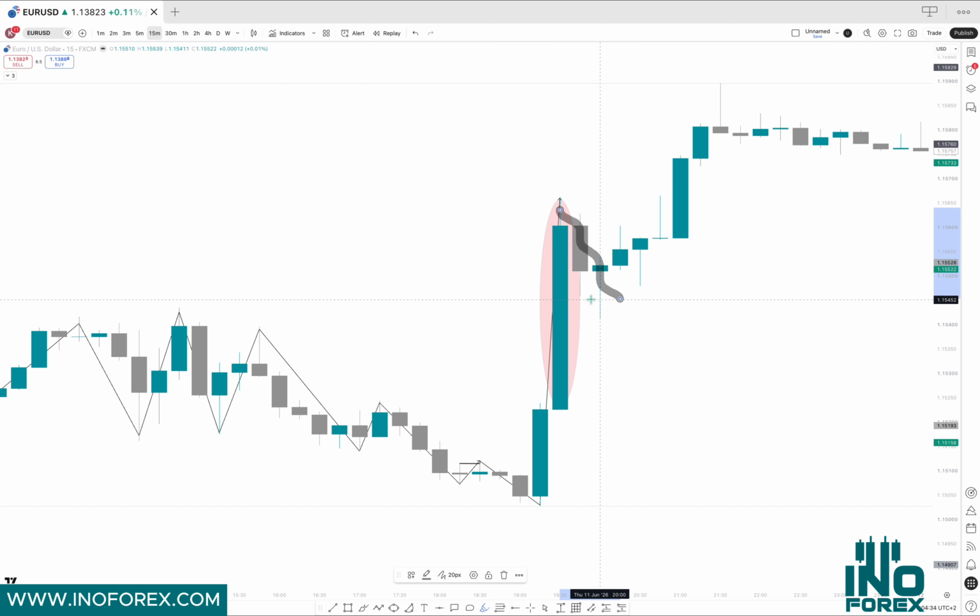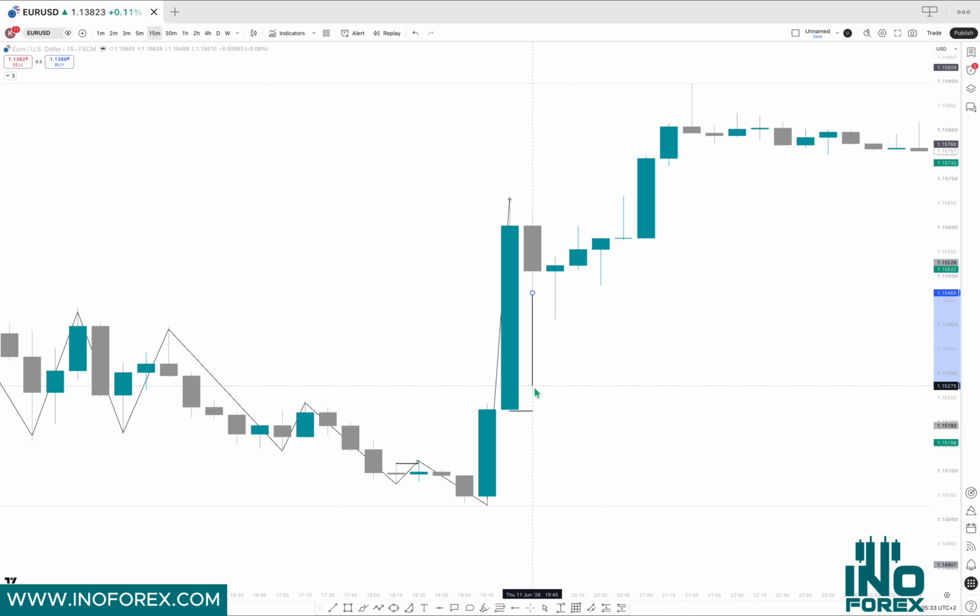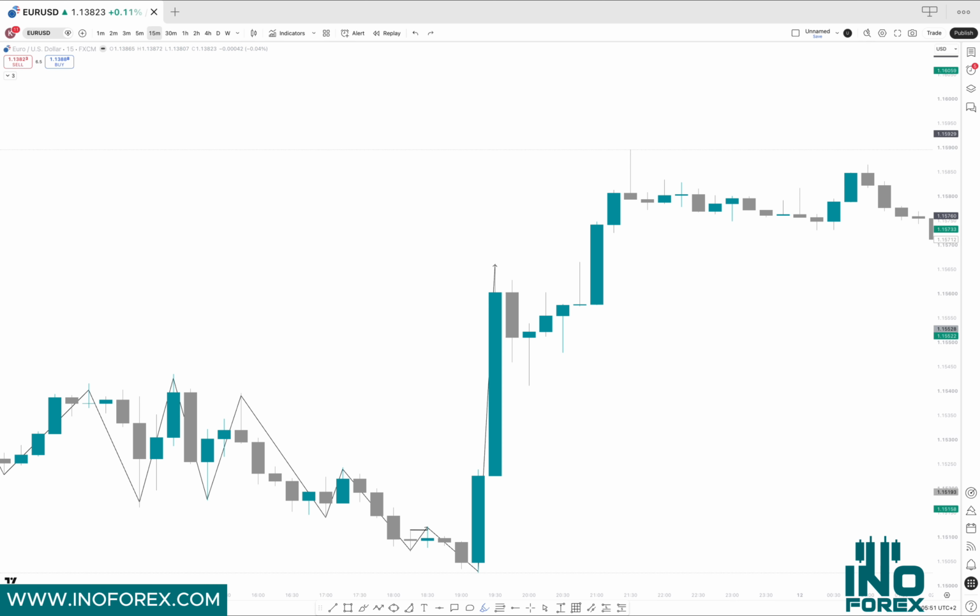So this pullback is not a valid pullback, even if this candlestick has broken the low of the previous candlestick, because all those candlesticks are between the high of this candlestick, that's why we're not marking this as a valid pullback. But for example, if this candlestick has pushed down and breaks the low of this candlestick, in this case we mark this pullback as a valid pullback, because as you see, the low of this candlestick breaks a previous candlestick low. So this is not a valid pullback.